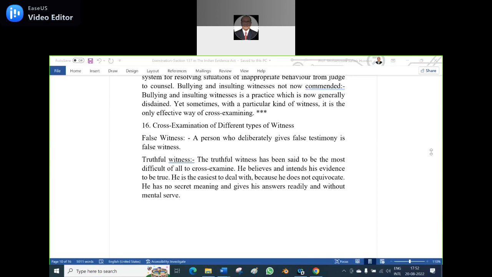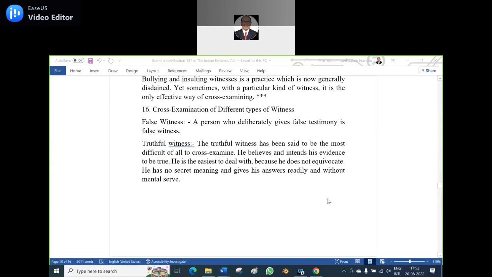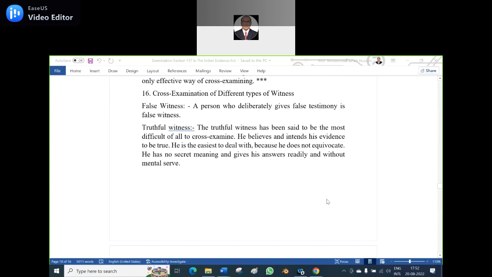Can anyone unmute and read what is given on the screen? False witness. Anyone? Unmute and read what I highlighted on the screen. A person who deliberately gives false testimony is a false witness. Yes. A person who deliberately means knowingly. Am I right? Say yes or no. Yes, sir.